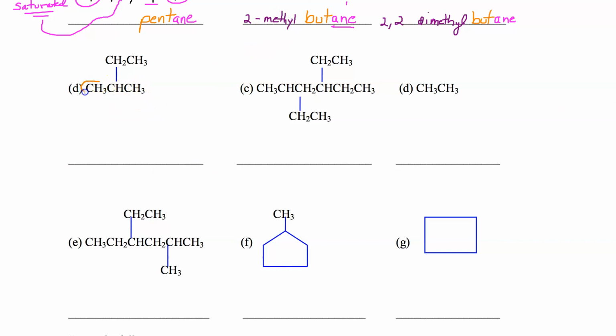We always go across to find the longest continuous chain, and that would be wrong. This would be 1, 2, 3, and you'd have a 2-carbon group. So a lot of people I've seen say, oh, this must be a 2-ethyl propane. Wrong. And the reason why that's wrong is because the propane is not the longest continuous chain. The longest continuous chain is 4. Just because it goes up doesn't mean it's not a longest continuous chain.